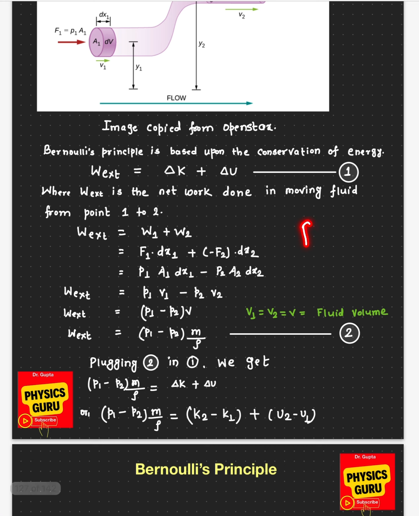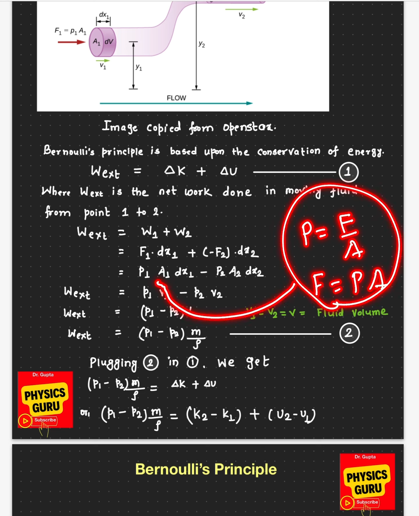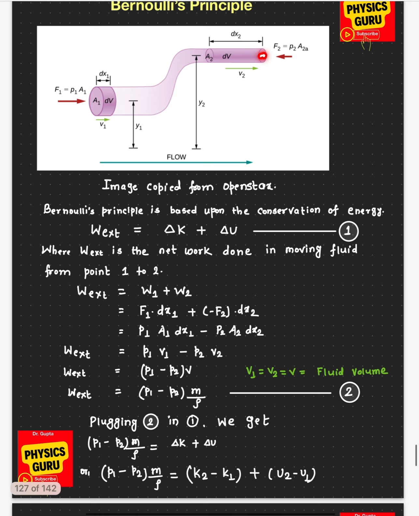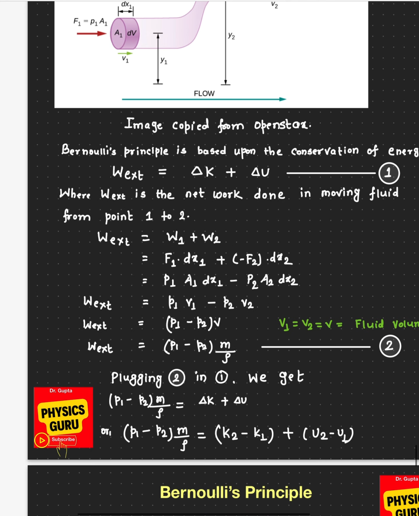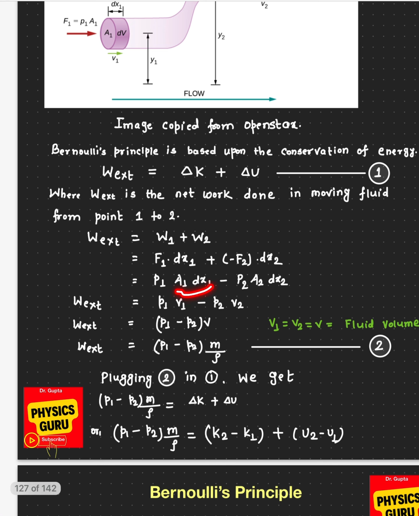So now I have written down the force. Pressure is defined as the force divided by the area, so force would be equal to the pressure times area. That's exactly the thing I have written down here. At this point, the force is equal to P1 times A1, and at this point it will be P2 times A2. This is 2 here. It looks like A, but this is 2. P2 times A2.